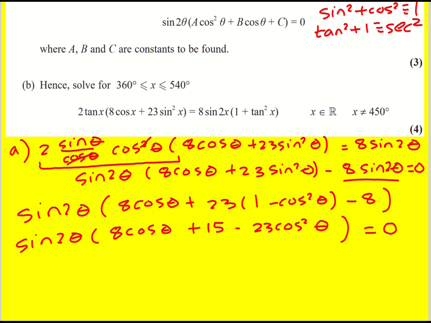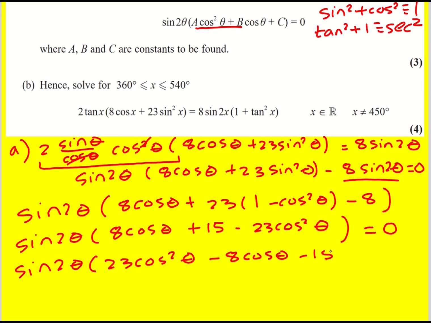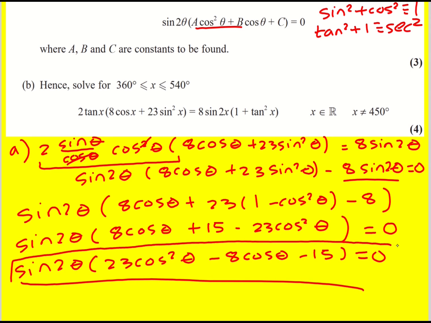And the only thing I need to do is rewrite the cos squared at the front just to make it a bit neater, but I'm also going to times through by minus 1, you don't have to do this, which means I can flip all the signs inside this bracket to give me 23 cos squared theta minus 8 cos theta minus 15 equals 0. Okay, that is my final answer.